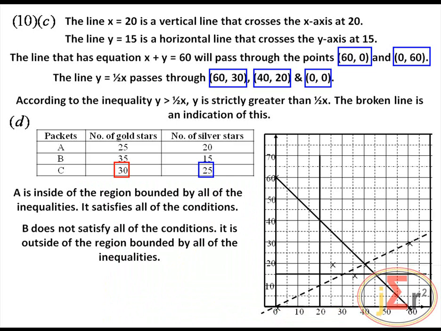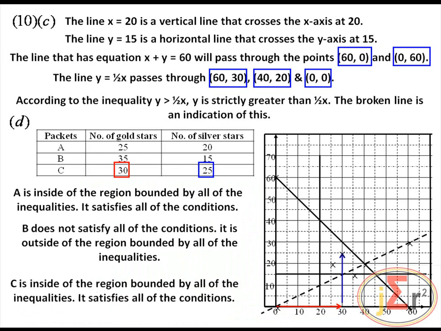What about that one? 30 and then goes up to 25. Right, so C is inside of the region bounded by all of the inequalities. It satisfies all of the conditions.